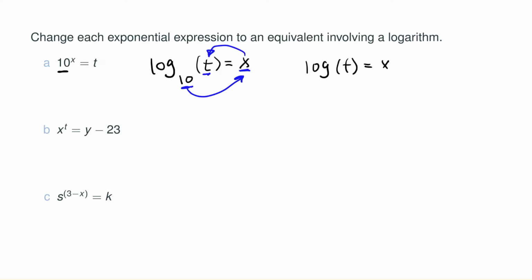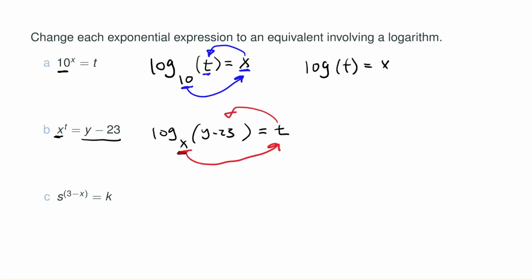x to the t power gives us y minus 23. So first we write log again. What is the base? The base is the one being raised to a power, which is x. And inside here, we put the result of raising the power: y minus 23, and the log equals t. So again, log is saying what exponent is necessary for x to get y minus 23. So x raised to t gives us what is inside right here.